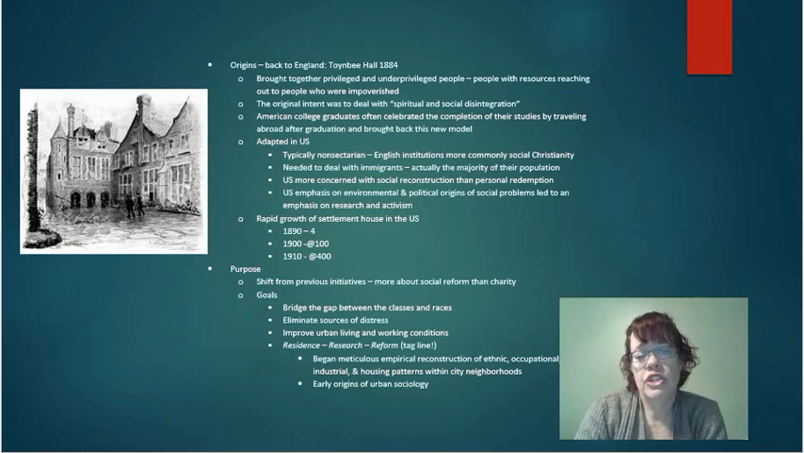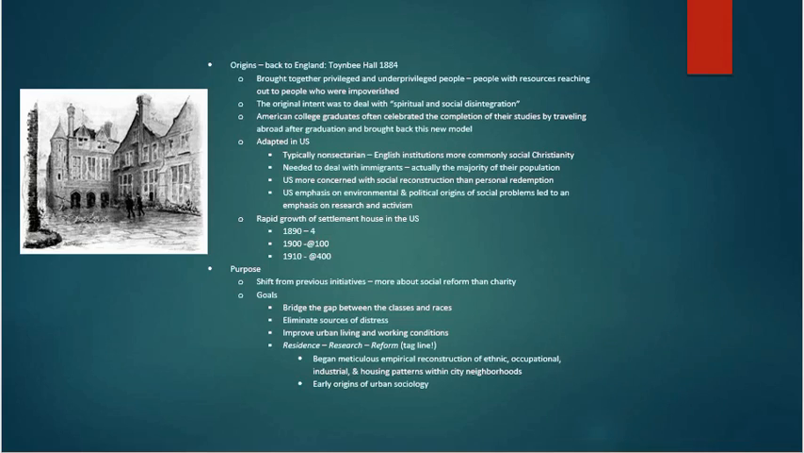The purpose was to shift from previous initiatives to be more about social reform than charity. And that's a really important difference in how it would be structured and the thought process behind it. Goals were to bridge the gap between the classes and the races, eliminate sources of distress, and improve urban living and working conditions. The progressive movement is very concerned with the urban environment, and it really is a very urban movement, concerned with what's happening in these intensely packed urban environments.